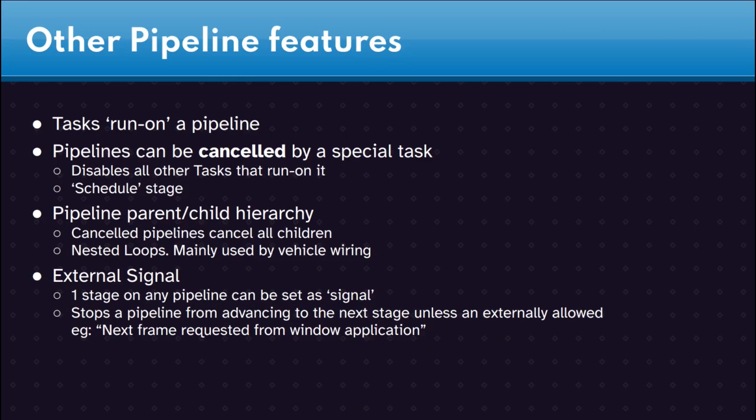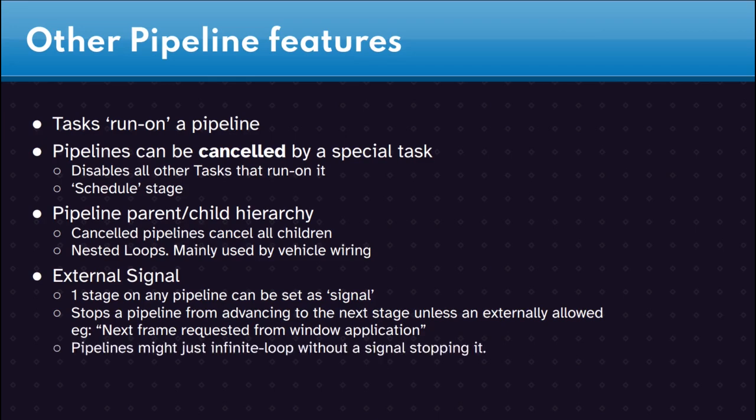The request to render a frame would come in as a signal, and the pipeline would render a frame. Once the pipeline is done rendering a frame, whether that's just swapping a buffer or drawing a lot of things to a canvas, it's going to reach its finished stage, and then we can read that. And then we can request another frame afterwards.